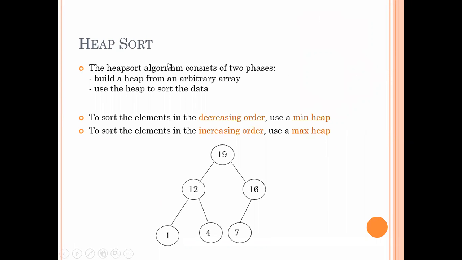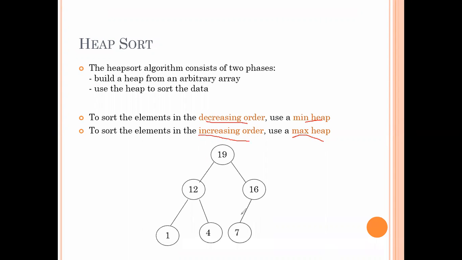The heap sort algorithm, I hope everyone is clear, consists of two phases. Build a heap from an arbitrary array, which we have seen, and use the heap to sort the data. There are two steps to sort the elements in descending order. Use a min heap. Okay, these two terms are very important in heap sort. Arranging the elements in descending order means a min heap, and sorting the elements in increasing or ascending order is called a max heap.